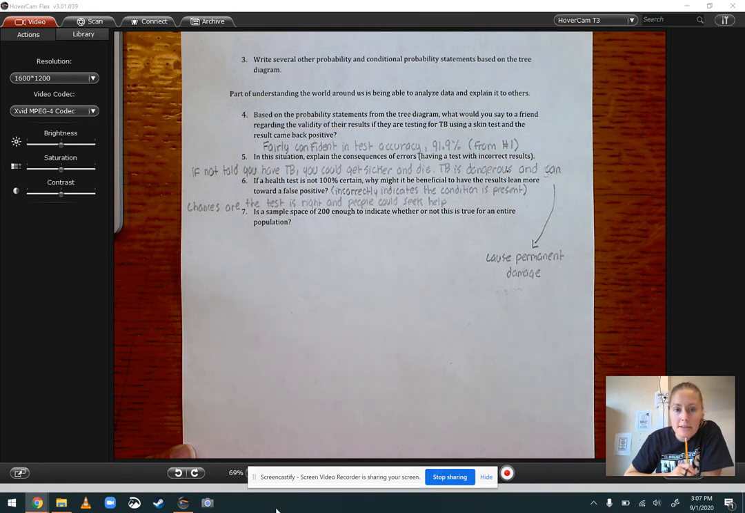Is a sample space of 200 enough to indicate whether or not this is true for an entire population? Ideally, we want a large sample because our population is large.